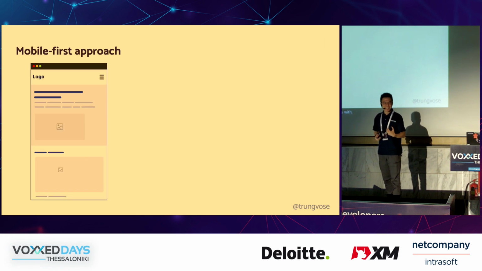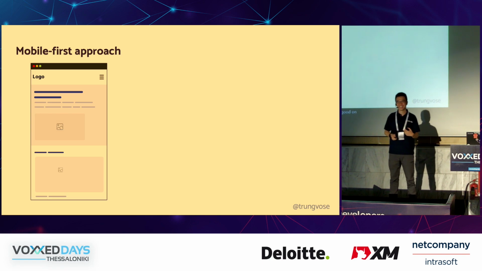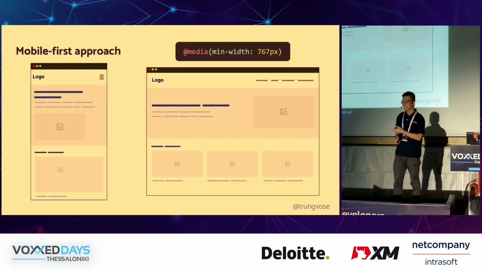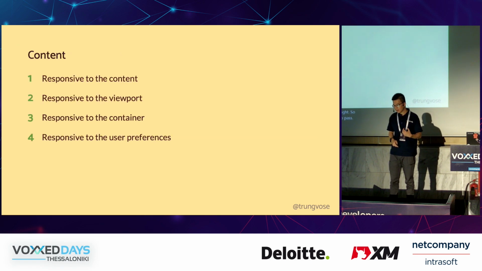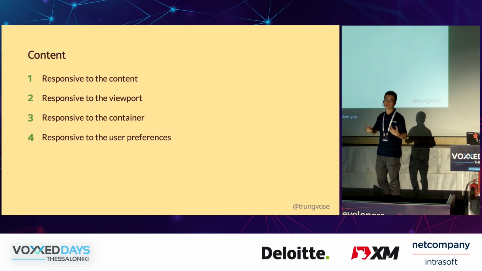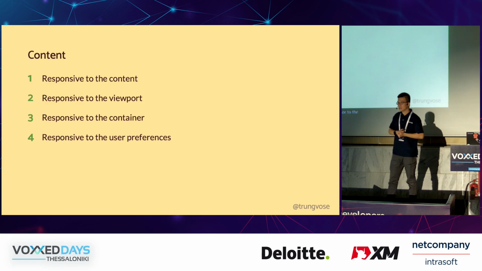The next one, you write code so that it looks good on mobile, and then you write code to make it look good on desktop. That approach is called mobile first, right? So that mobile doesn't have to pass additional CSS. And today, I would say there's more when you think about responsive. It's not just about the device size anymore. So we will cover responsive to the content, to the viewport, to the container, and to the user preferences. We will go through each one of them.